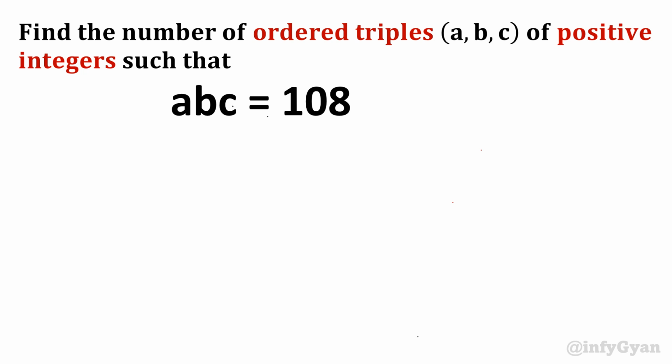Today I am going to solve one Math Olympiad PRMO 2017 problem. The problem is: find the number of ordered triples (A, B, C) of positive integers if the product ABC is 108.